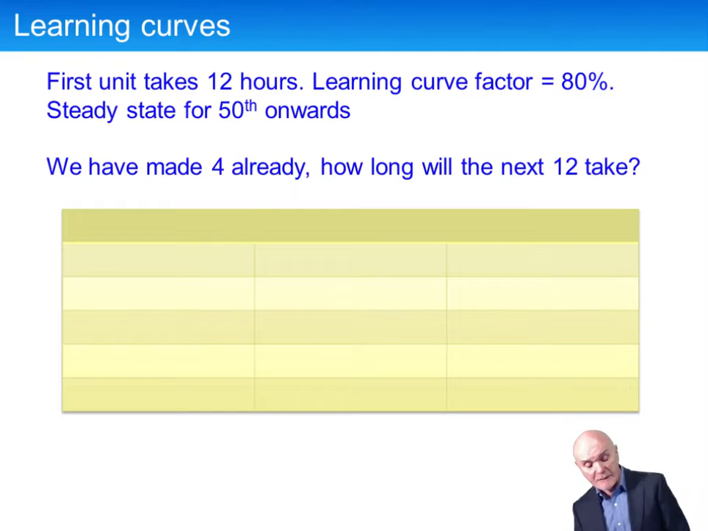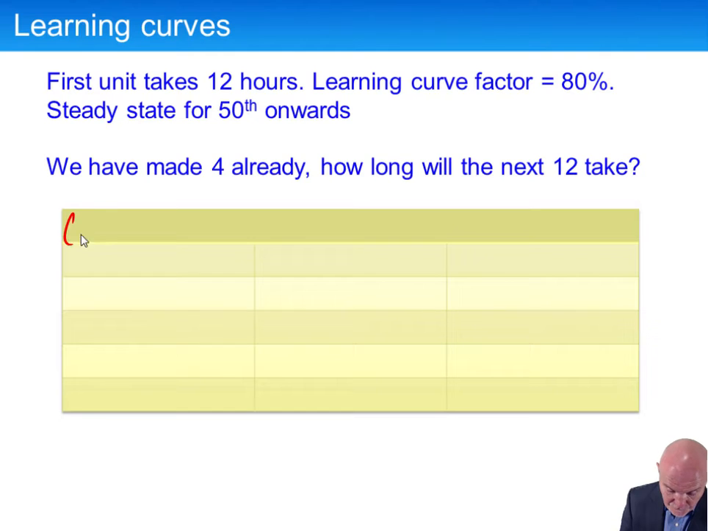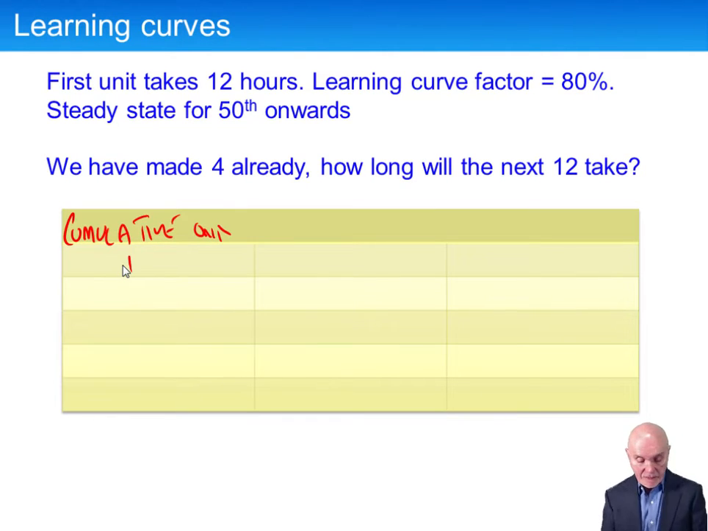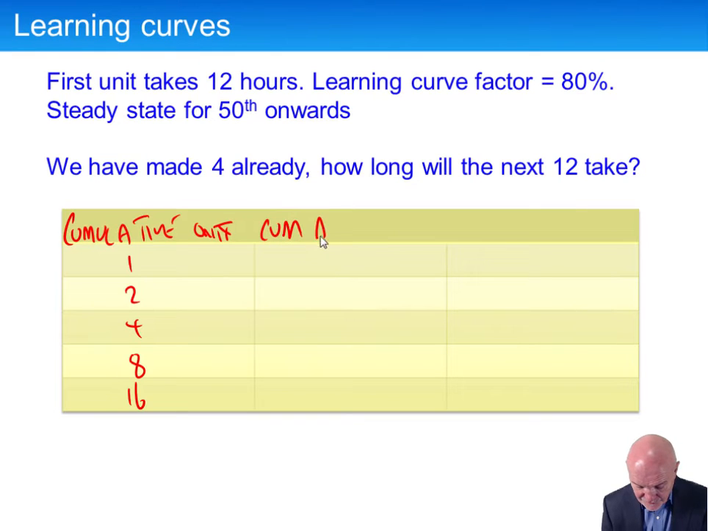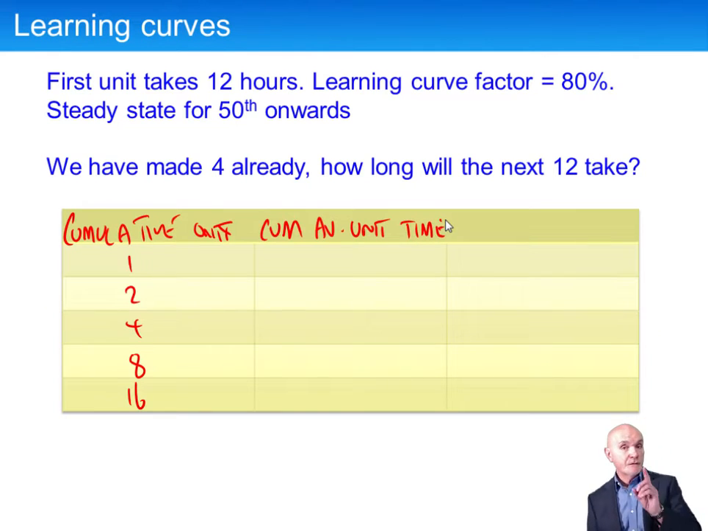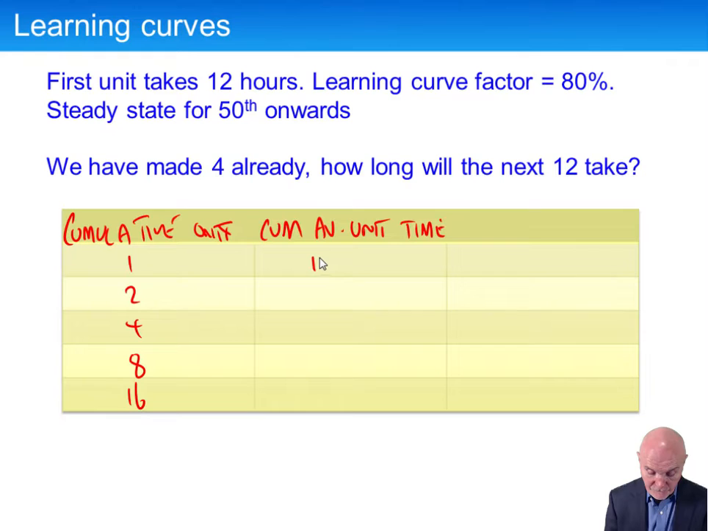We do this on a tabular basis. So we'll have the cumulative output, cumulative units. So we've made 1, and we can only go up by doubling here. So cumulative number of units here, 1, 2, 4, 8, 16. Cumulative average unit time. Well, the first unit took 12, it's only 1 unit, so it must have been 12.